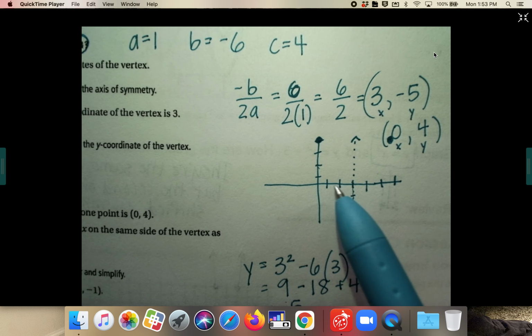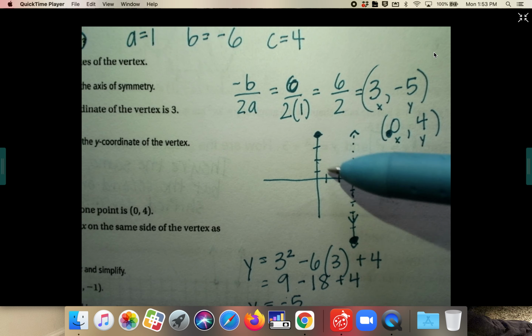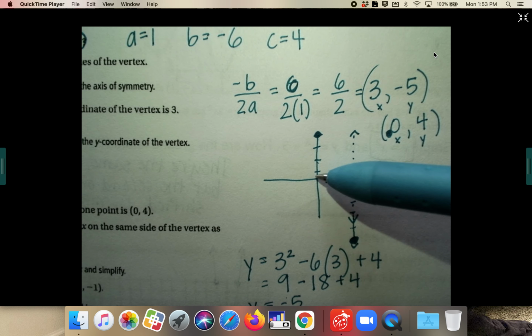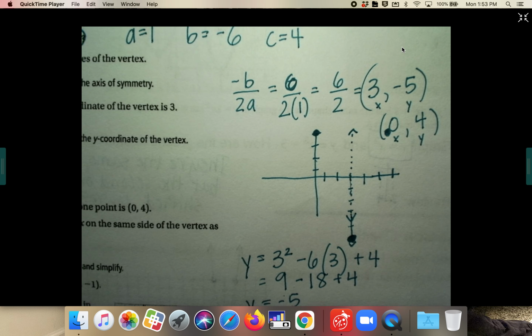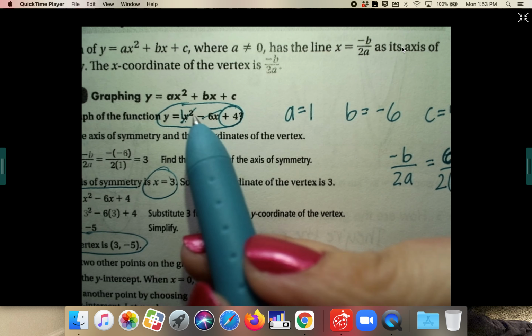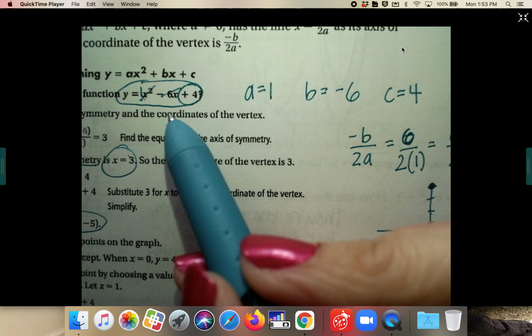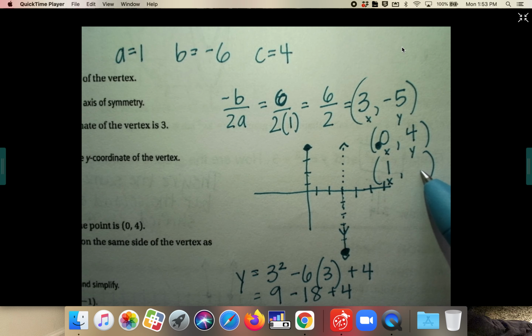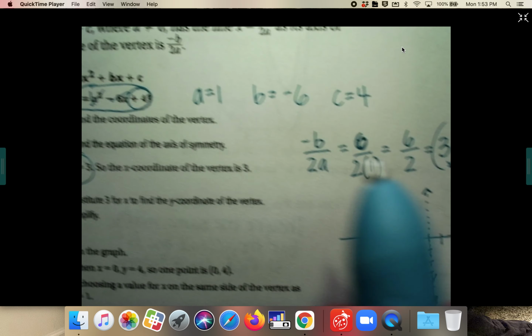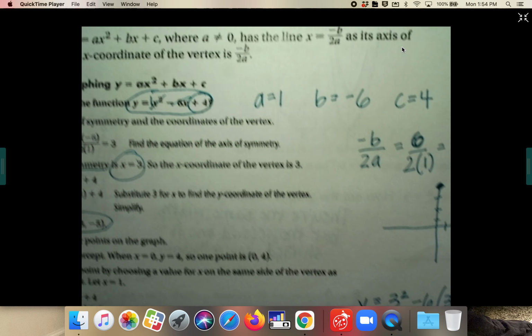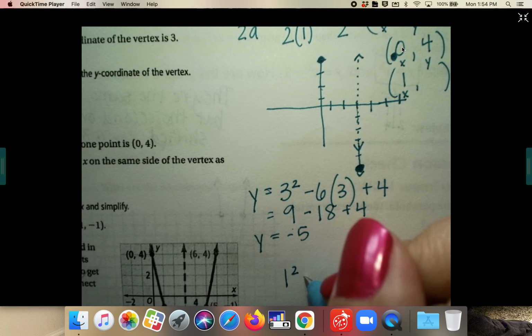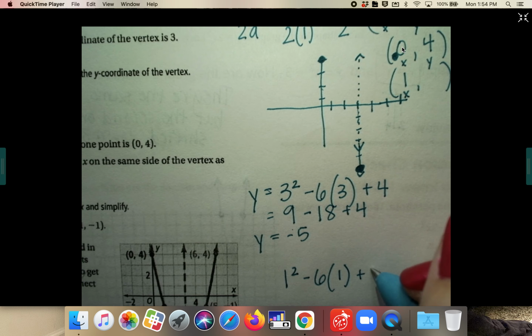Okay, so I need to pick one more. Let's pick one of these 2 numbers because I want to see where my dot is going to be along the way. I would either pick 1 or 2, and 1 tends to be a little bit easier to calculate, so I'm going to pick 1. If I choose 1 for my x value, I need to work out this whole long problem again to find where it hits on my y. So I'm going to plug a 1 in this time for x. So 1 squared minus 6 times 1 plus 4.